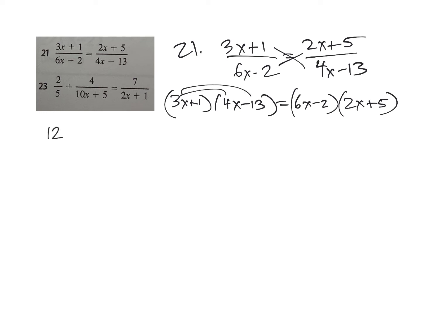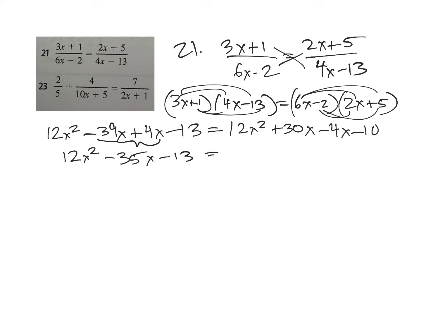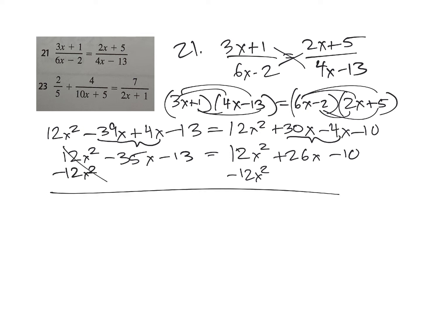Distribute and solve. 12x squared minus 39x plus 4x minus 13 equals 12x squared plus 30x minus 4x minus 10. So 12x squared, and this right here is minus 35x minus 13. 12x squared plus 26x minus 10. Subtract 12x squared, and we get, those are gone. Negative 35x minus 13 equals 26x minus 10.